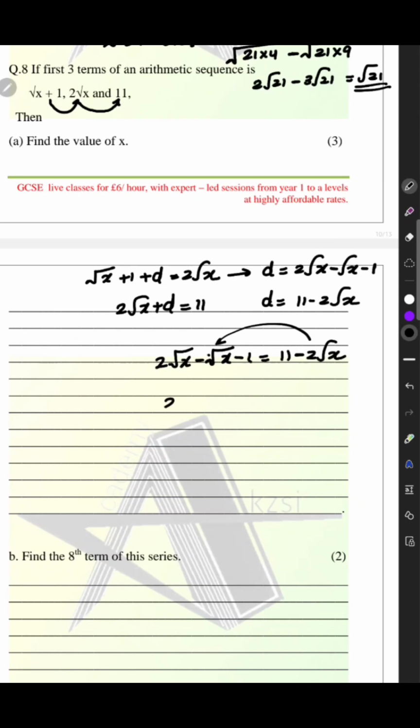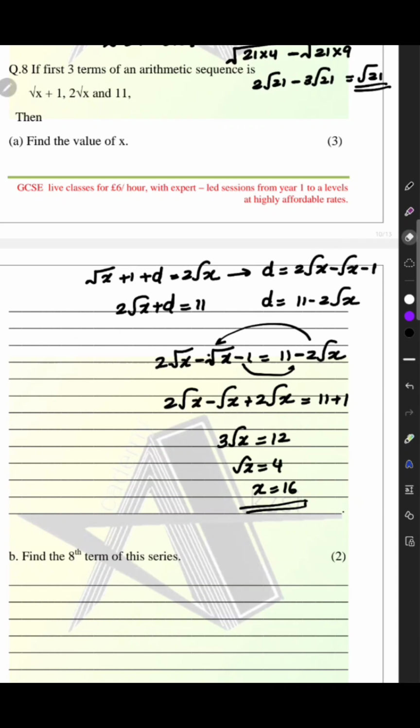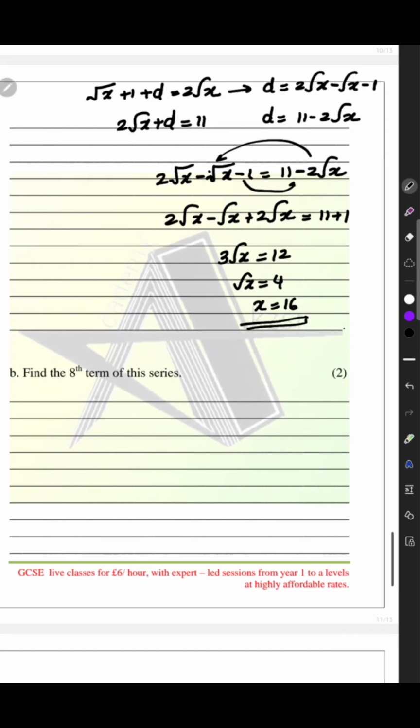Bring it here. 2 root x plus 2 root x equals, and bring it here, 11 plus 1. This is 3 root x is equals to 12. Divide both the sides by 3. Root x is equals to 4, and squaring both the sides, x is equals to 16. Hence, we got our value as 16. Now, find the 8th term of the series. So, once we have the value of x, it's easier to find our series, what actually that series is. Root x plus 1, root 16 plus 1 is 5.